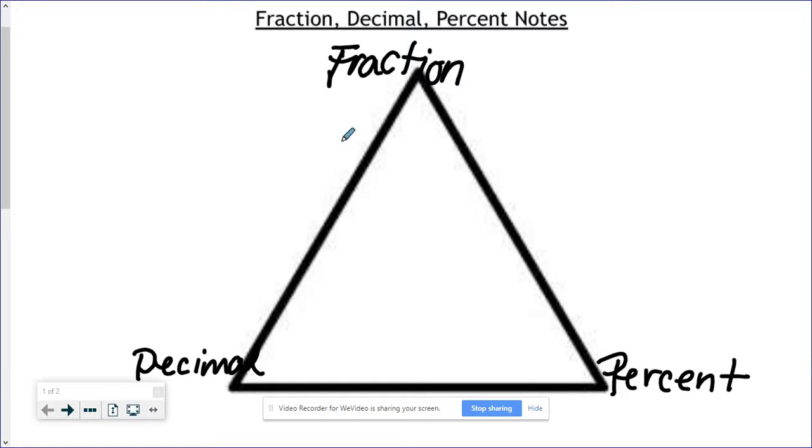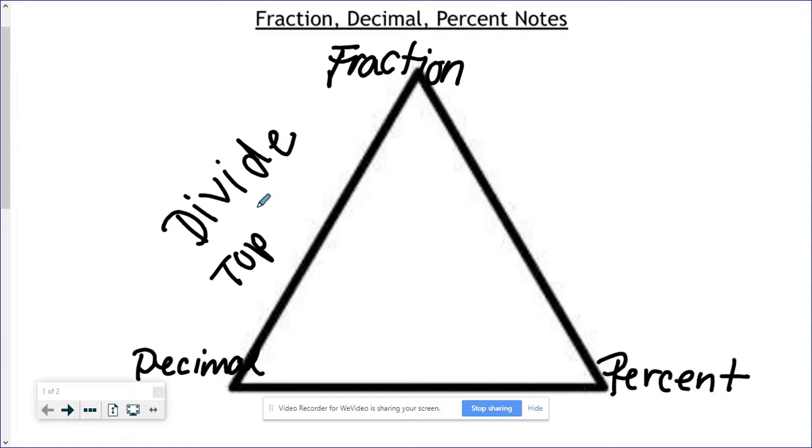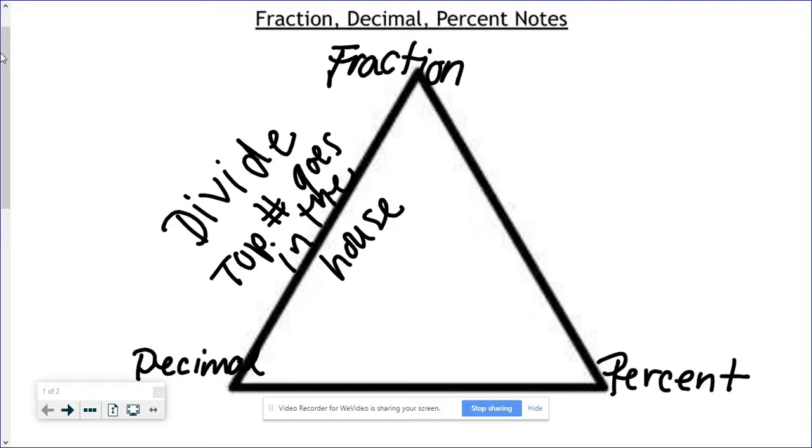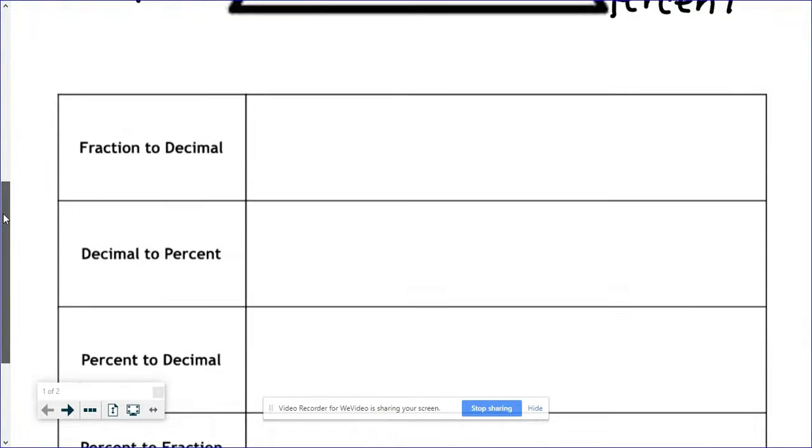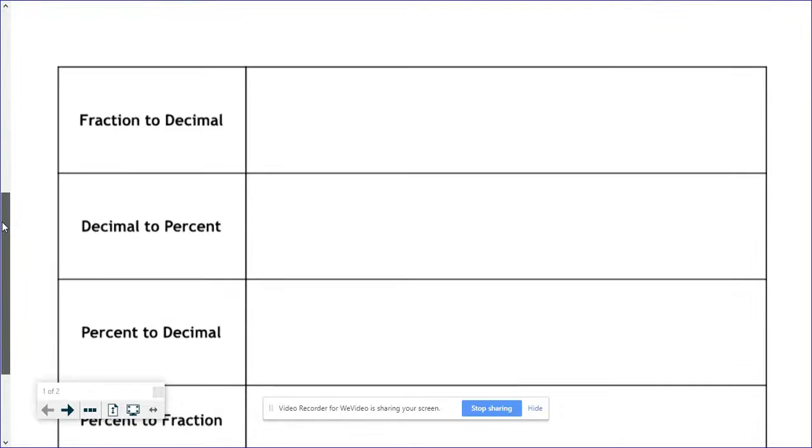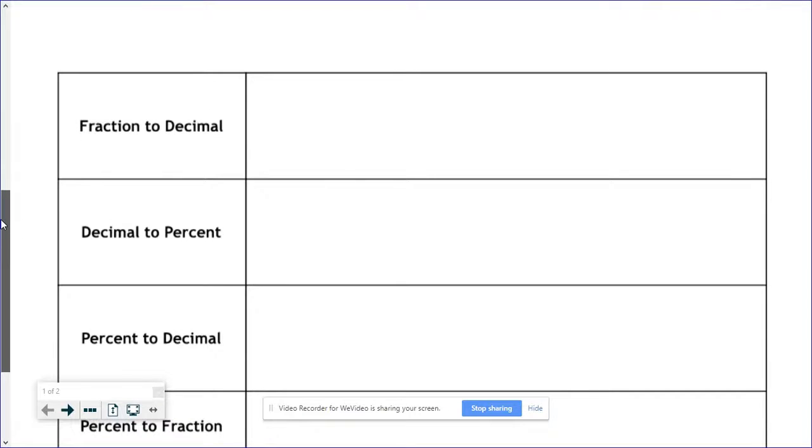So if I want to know how to move from a fraction to a decimal, all you have to do is divide. I wonder if I can write sideways. I can write sideways. When you divide a fraction to make it a decimal, I always say your top number goes in the house. So what does that mean? If you scroll down on your page, it says fraction to decimal. So I'm going to give you an example of how you can turn a fraction into a decimal.